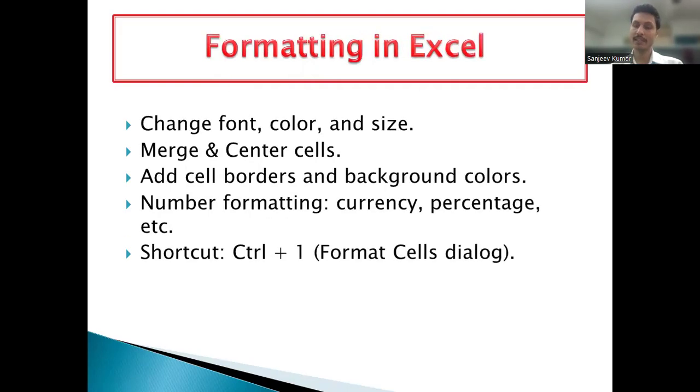Next is the formatting in Excel. Suppose you want to make your sheet attractive, so you have to design the font, numbers, and background colors. So all the functions you have to see one by one, like font size, font color, then number formatting, currency, percentage, etc. You can use the symbol, and according to that you can perform the operation, and it will look very attractive. And the shortcut for the Format Cells dialog is Control+1.